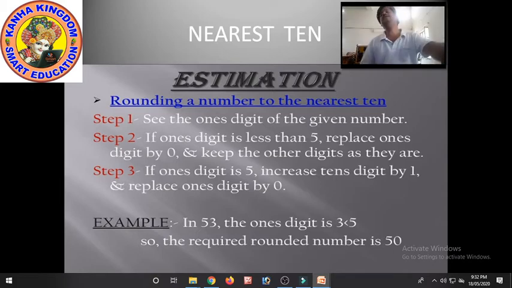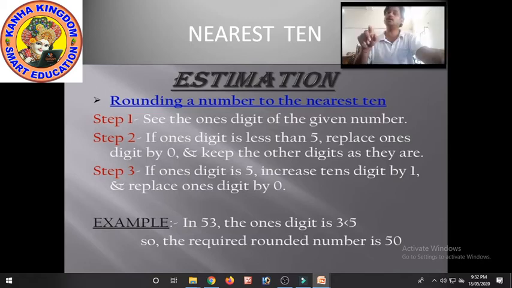Now I will tell one example so you understand how to find out the nearest 10. There is an example. In 53, only 2 digits, that is 5 and 3. The ones digit is 3, and 3 is less than 5. So the required rounded number is 50.